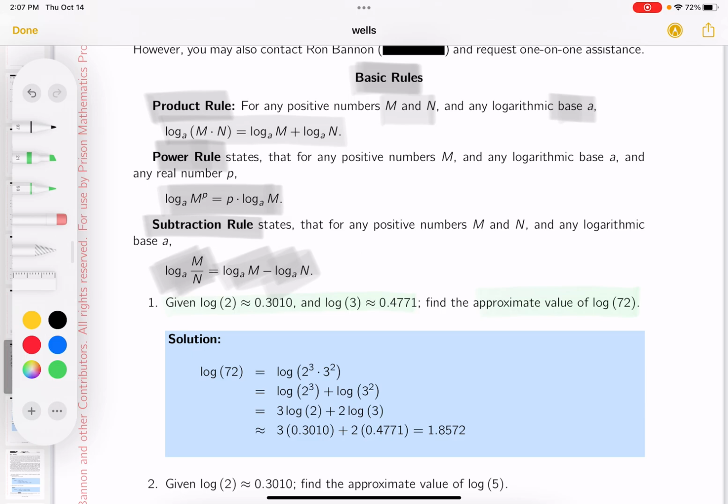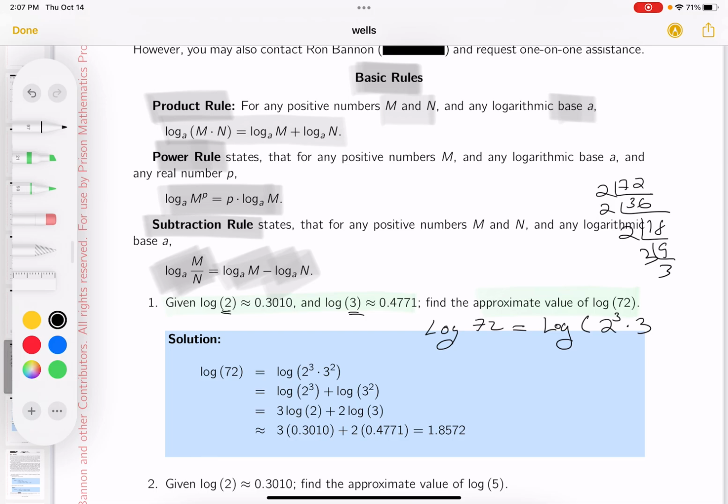All right, let's get back to the real story, though. This is a base 10 log, by the way. That doesn't matter to me, but I'm going to write this over here. I have to get that 72 in terms of 2s and 3s. Let me write this down for you. 72 divided by 2 is 36. Let's keep going. 2 into 36 is 18. 2 into 18 is 9. And then we get 3 and 3. So I'm going to say log of 2 cubed times 3 squared.